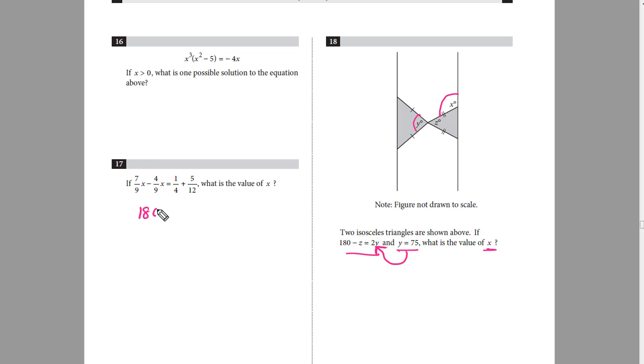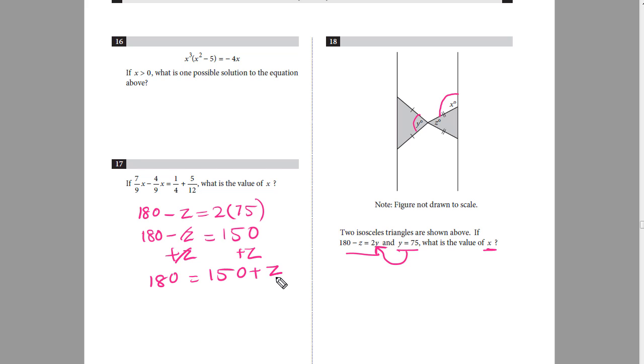So I'll solve it here. 180 minus z is equal to 2y. Now in place of y I'll insert 75. Now 180 minus z is equal to 150. I will add z on both sides. This will get cancelled. So 180 is equal to 150 plus z. I will subtract 150 on both sides. This will get cancelled, and on the left side I will have only 30. So z is equal to 30. Now this angle z is 30 degrees.